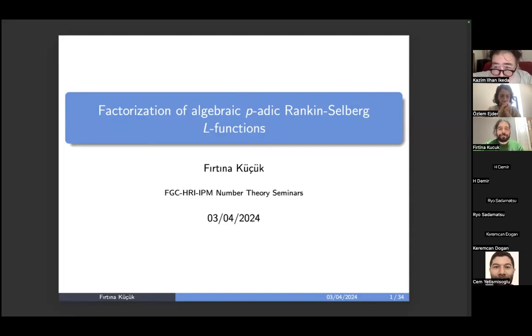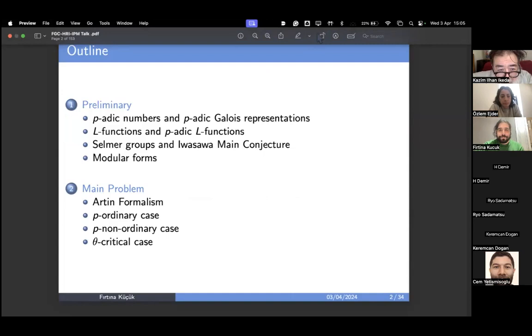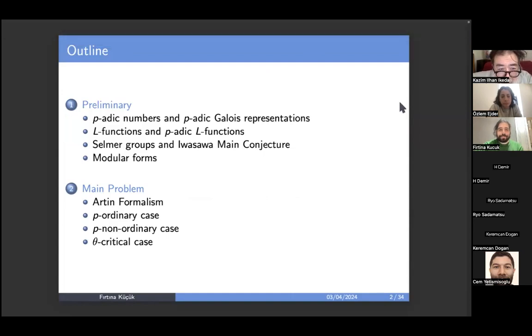My name is Fırtına Küçük, and I'm working at UCD, University College Dublin in Ireland. Today I'm going to talk about factorization of algebraic p-adic Rankin-Selberg L functions. This is my outline. In the first part of the talk, I will give some preliminaries, and then I will move to the main problem, and I will explain what happens case by case.